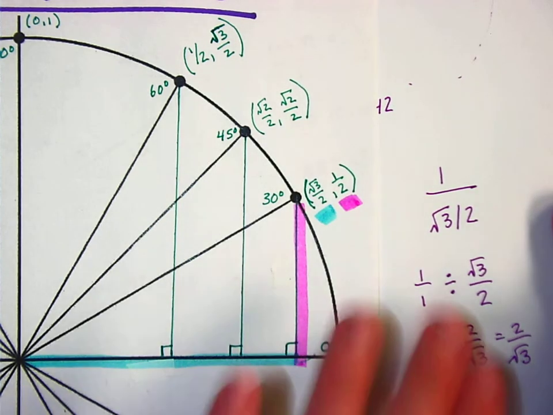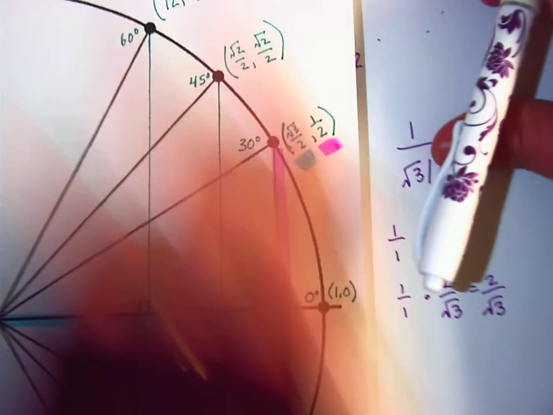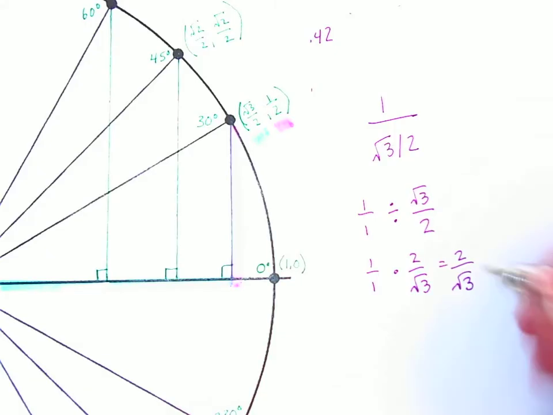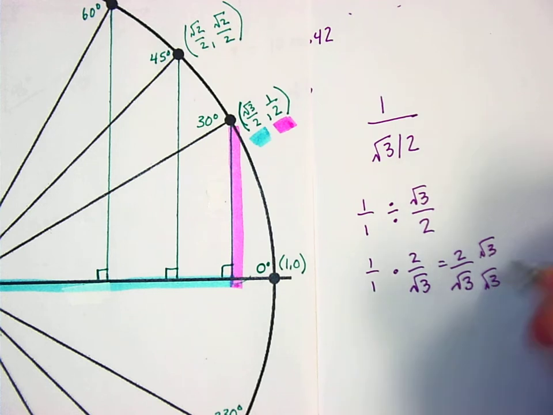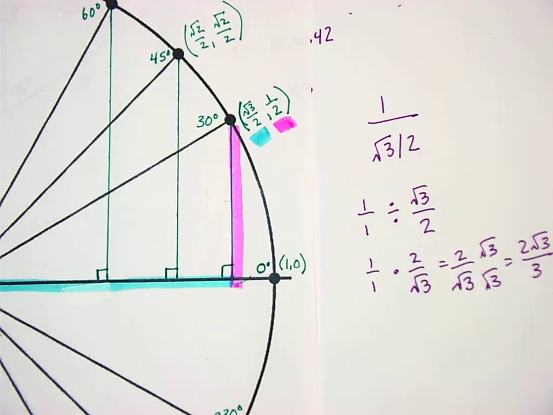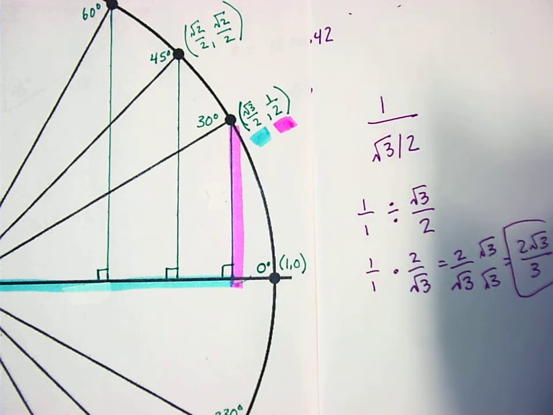So do you guys remember how to rationalize the denominator here? To get rid of the square root of 3 on the bottom, you'd multiply by the square root of 3 on the top and the bottom, and you get 2 square roots of 3 over 3. So this is the secant of 30 degrees.